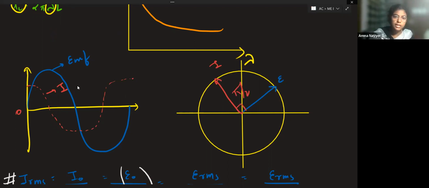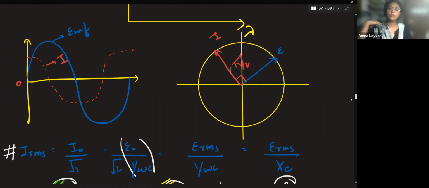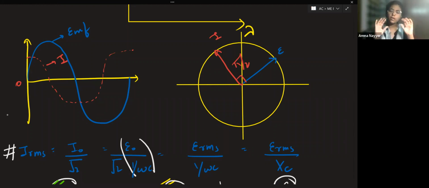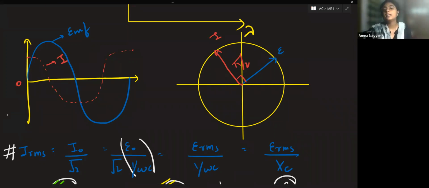So one conclusion that I've already written, you don't need to write down. Before that, IRMS is equal to I naught by root 2. This line is telling you IRMS is written as I naught by root 2. IRMS can be written as ERMS divided by resistance, right? Current RMS can be written as voltage RMS divided by resistance using Ohm's law. So resistance value you can change according to the circuit.